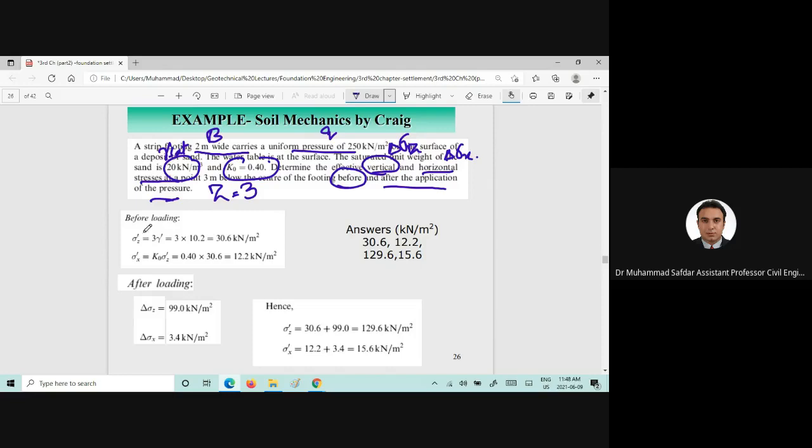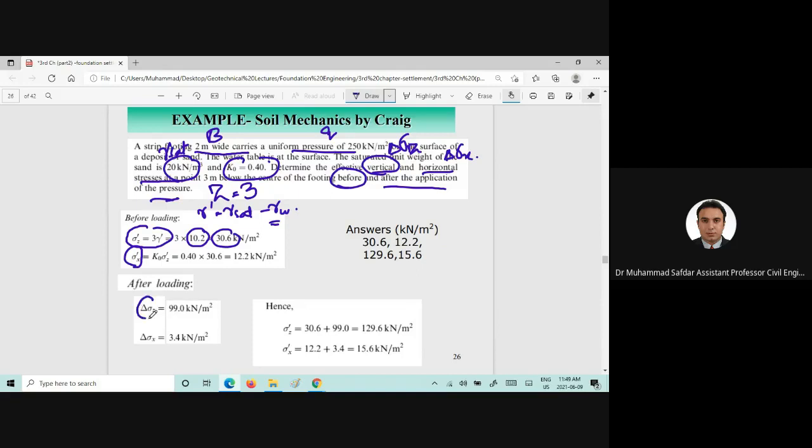Now, if there is no pressure, we can simply find sigma prime Z by gamma prime into Z, where Z is 3 meter and gamma prime would be equal to 10.2, subtracting the unit weight of water. If you simply multiply K naught with this value of sigma prime Z, we'll come up with the sigma prime X.